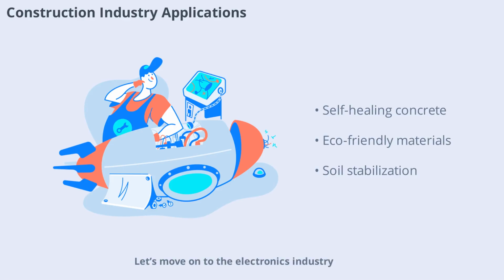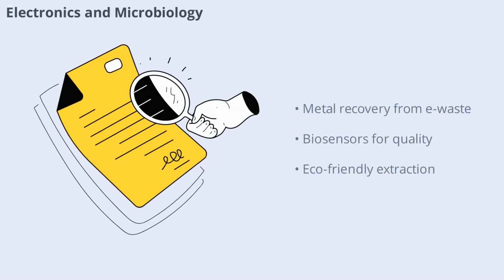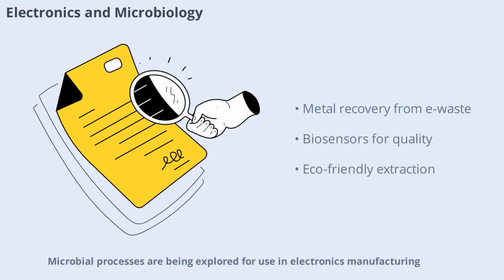Let's move on to the electronics industry. Microbial processes are being explored for use in electronics manufacturing, such as the recovery of precious metals from electronic waste. Bacteria can help extract gold, silver, and other valuable materials in an environmentally friendly way. Microbial biosensors are also being developed for quality control and environmental monitoring in electronics production.